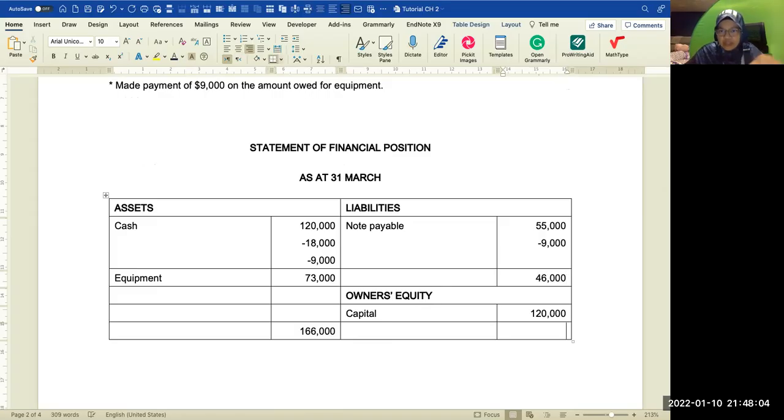And here is 120 plus 120. We have 166,000. So now you have on the right side and the left side the same figure. Okay, happy?